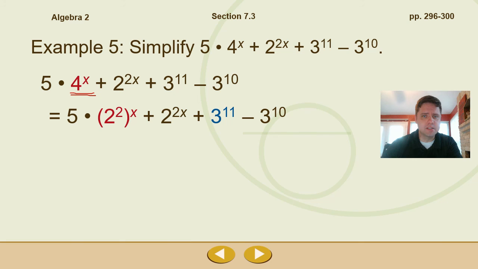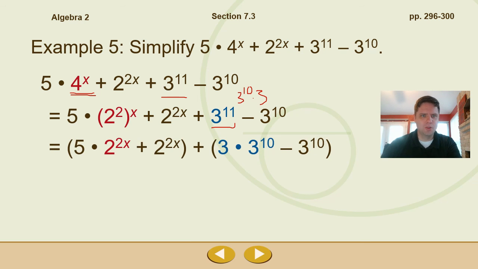And then looking at this 3 over here, this 3 to the 11th power, well, how could we make that look like 3 to the 10th? Well, we could rewrite that as 3 to the 10th times 3, right? Now we have a 3 to the 10th. So that's what we'll do. We'll rewrite this as 5 times now 2 to the 2x plus 2 to the 2x plus 3 times 3 to the 10th minus 3 to the 10th.